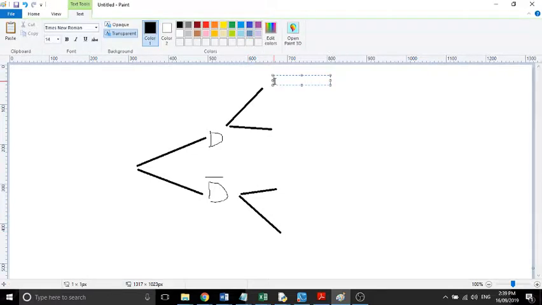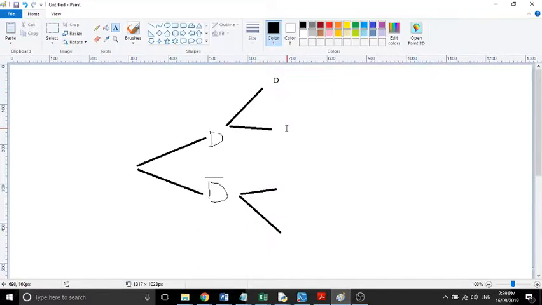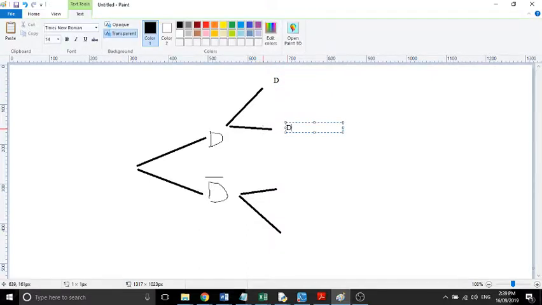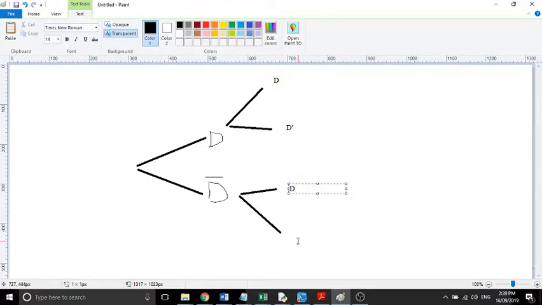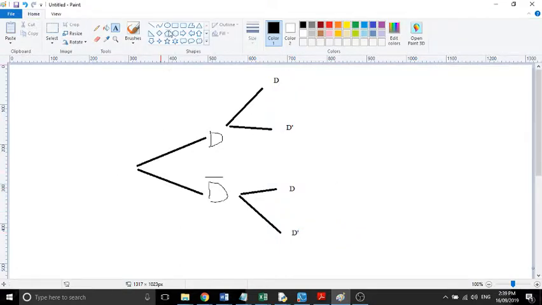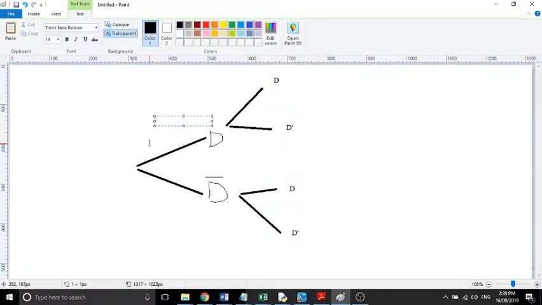So D, D, D with an apostrophe, D, and then D with an apostrophe. Over here, if we're starting with 5, this is now 2 out of 5. This means this has got to be 3 out of 5.